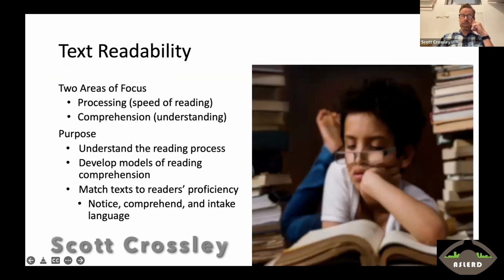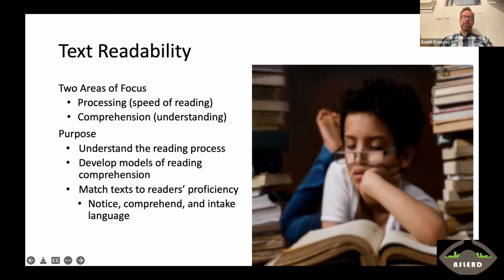Yeah, hi everybody. So I'm very much interested in text readability and how this relates to engineering opportunities for students to read appropriate texts more often, and as such, learning to read to a greater degree. So text readability very much focuses on processing, which is how fast you read, and comprehension, which is how well you understand something. The purpose is to understand the reading process and hopefully to develop models of reading comprehension. But most importantly, from an educational standpoint, we want to better match text to readers' proficiency so that readers have text that they can notice language, comprehend the language, and intake that language.